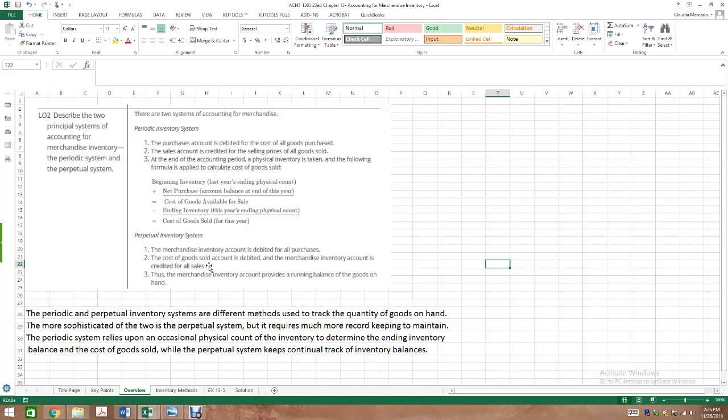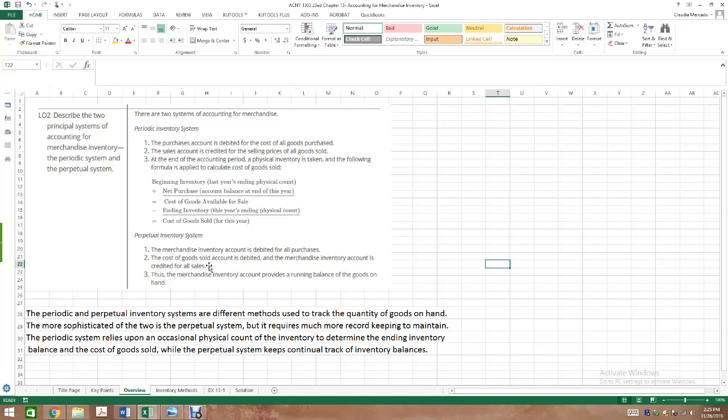So by doing this entry, our merchandise inventory account is updated continuously, and it allows us to provide a running balance of the goods on hand. So at any point in time, we should know fairly closely how much we have in our inventory.